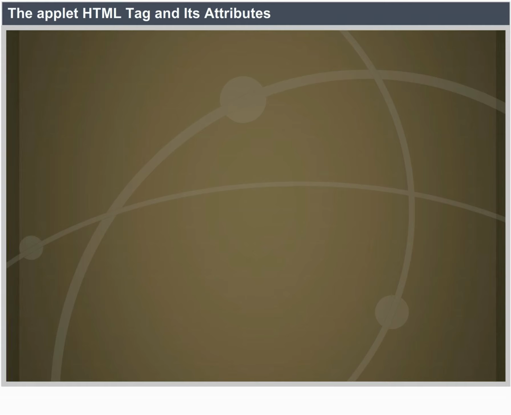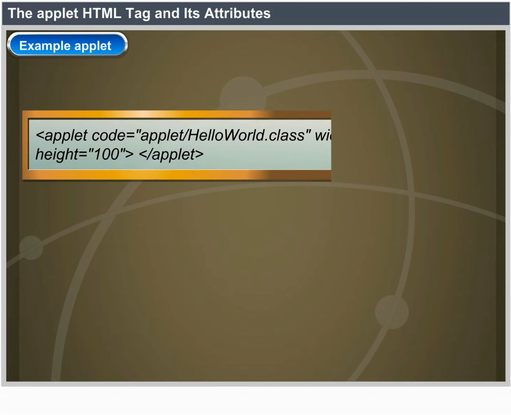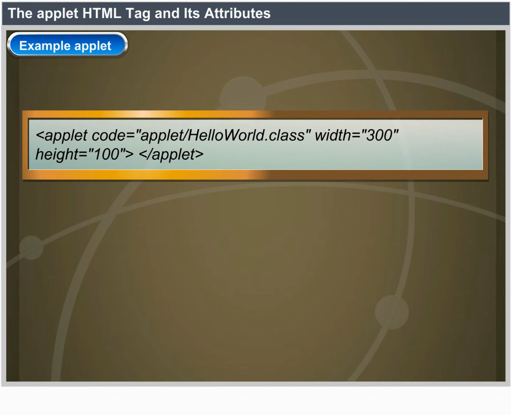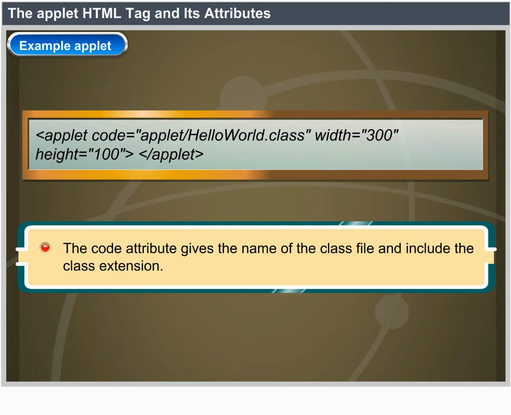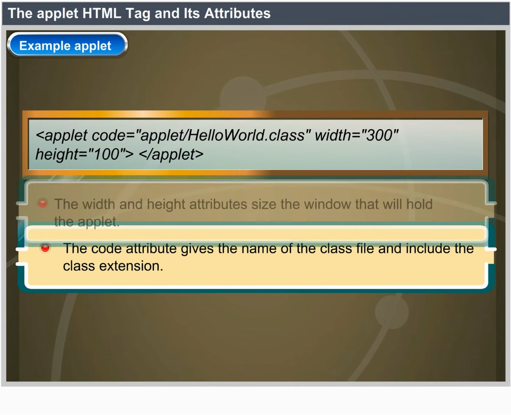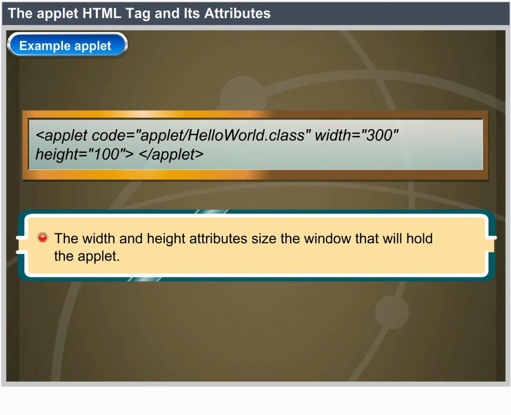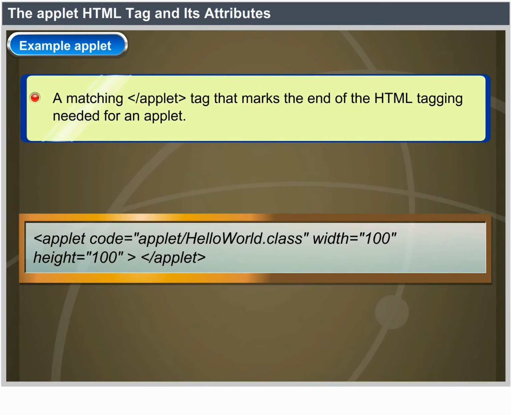The applet HTML tag and its attributes. Example applet. Applet code equal to applet/HelloWorld.class, width equal to 300, height equal to 100. The code attribute gives the name of the class file and includes the .class extension. The width and height attributes size the window that will hold the applet. A matching applet end tag marks the end of the HTML tagging needed for an applet.